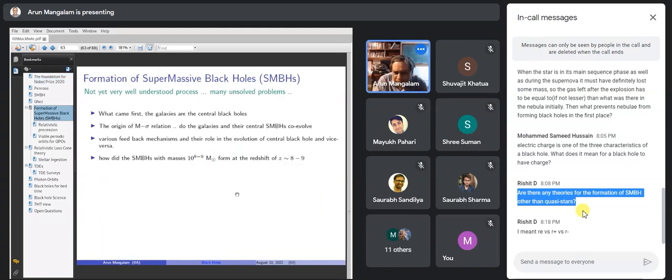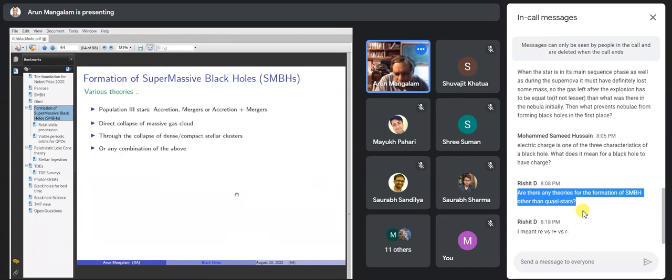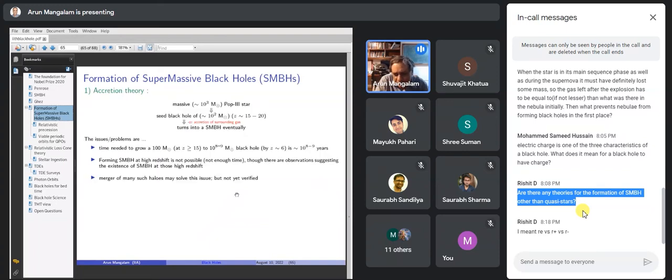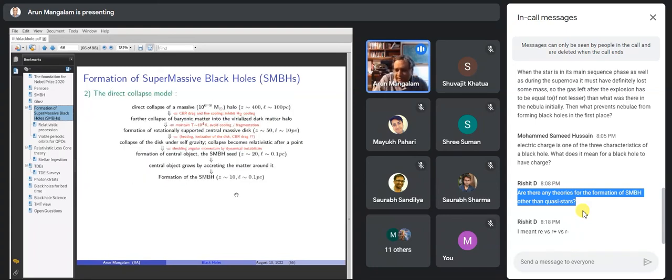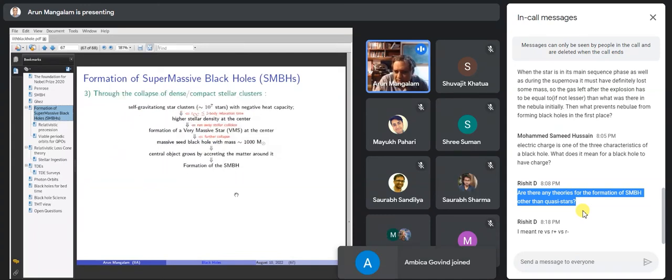Okay, so what came first, galaxies or the central black holes? And how did the black holes form at high redshifts? Because you need black holes already formed at very high redshift, that is very early in the universe. So either they form from heavy stars and then you collapse all these stars together, or you take very small black holes and keep on adding gas to them. That is one way. And then there is a direct collapse of heavy gas clouds. So these are roughly three ways.